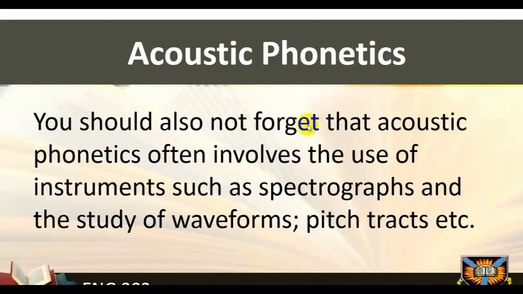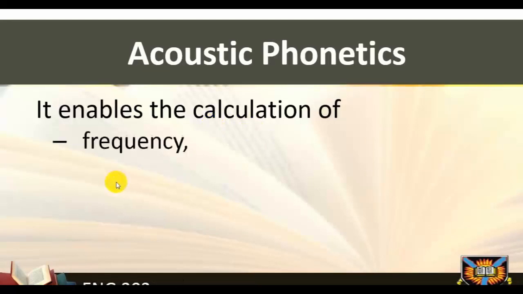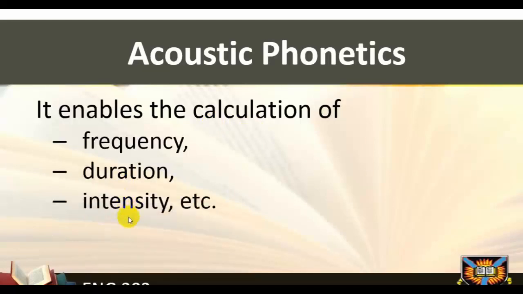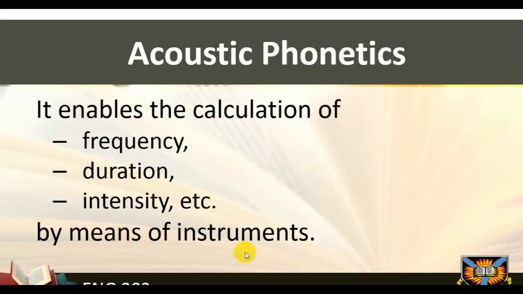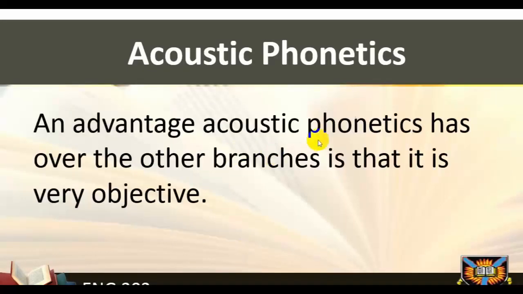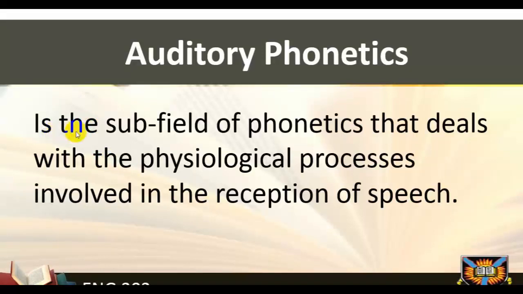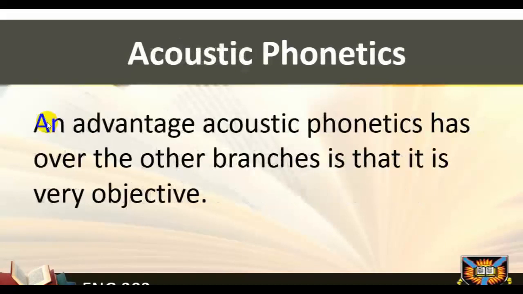You should also not forget that acoustic phonetics often involves the use of instruments such as spectrographs and the study of waveforms, pitch tracks, etc. It enables the calculation of frequency, duration, intensity, etc. By means of instruments, an advantage acoustic phonetics has over the other branches is that it is very objective. Therefore, acoustic descriptions are often more plausible than other forms of description, especially in research.